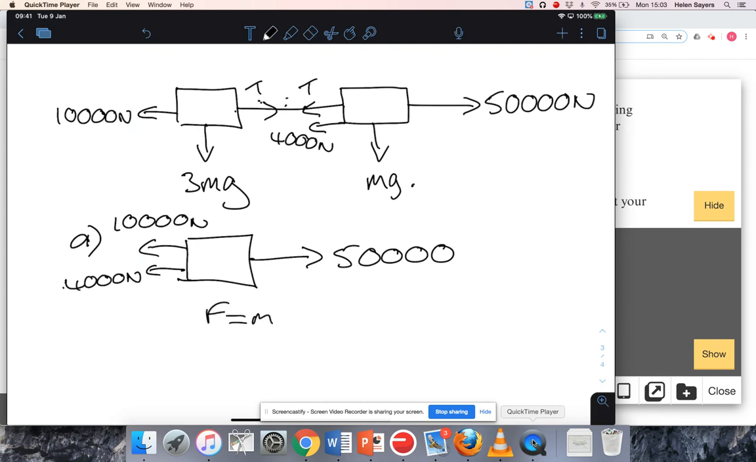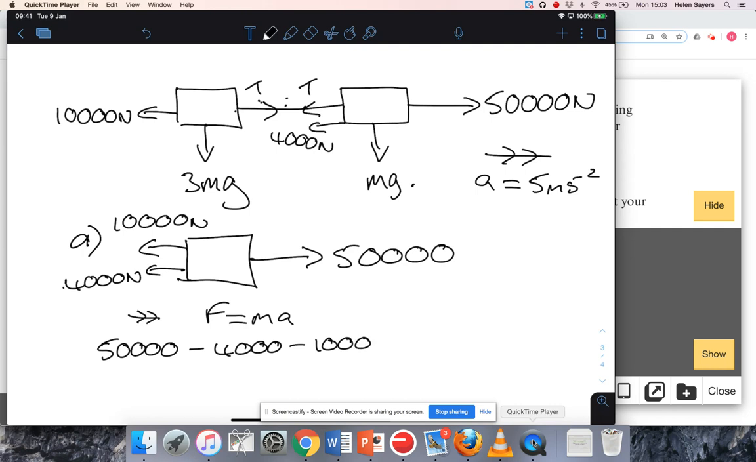So if I use F equals ma, and it's moving to the right, so I'm going to use right as positive, and I'm told that it's accelerating with an acceleration of 5 meters a second squared. So going off to the right, I've got 50,000 newtons, minus 4,000 and minus 10,000, and that must equal the total mass. The total mass is 4m, that's the 3m for the trailer plus m for the lorry, times acceleration, which I'm told is 5. So the only unknown there is m, so I'm going to be able to solve that to find m.